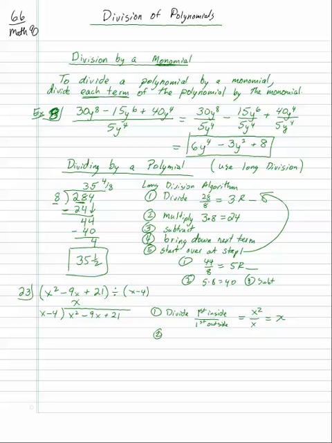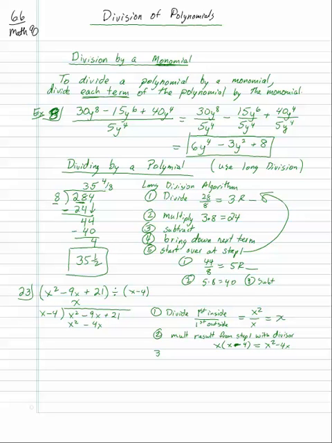Then your second step is you're going to multiply your result from step 1 with the divisor. So I'm going to go x times x minus 4, which is x squared minus 4x. And I'm going to write it right below.